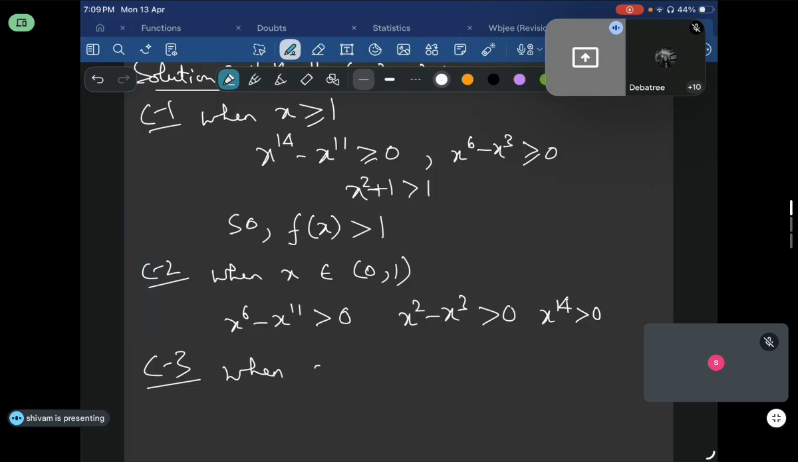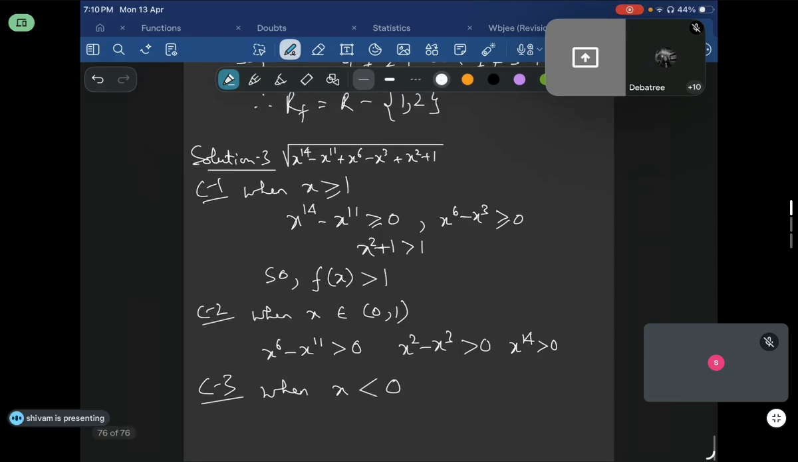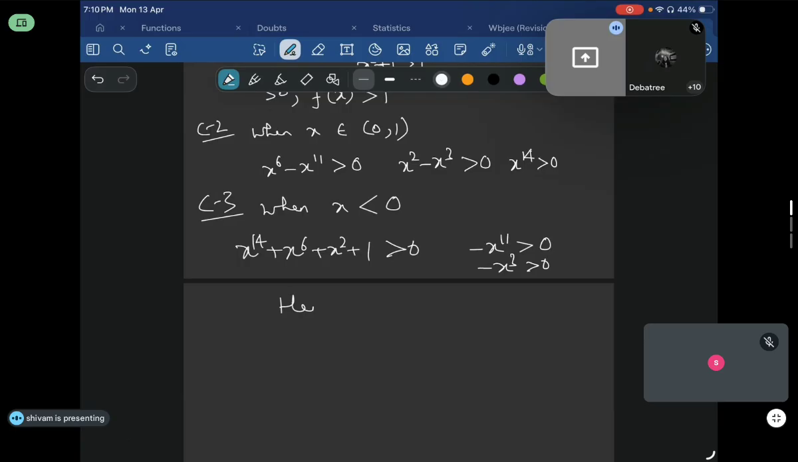Case 3, when x is less than 0. Pay attention. When x is less than 0, the negative side, x to the power 14 plus x to the power 6 plus x square plus 1 is of course greater than 0. Next we have minus x to the power 11, which will be greater than 0. Minus x cube will also be greater than 0. Hence, the whole function is greater than 0.